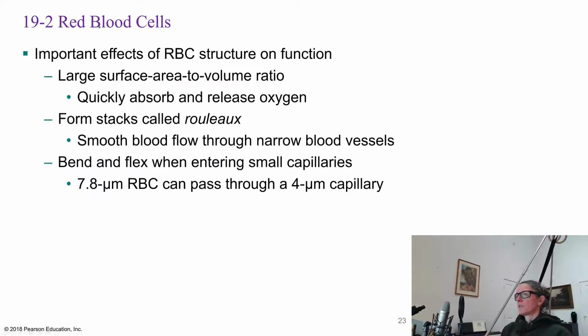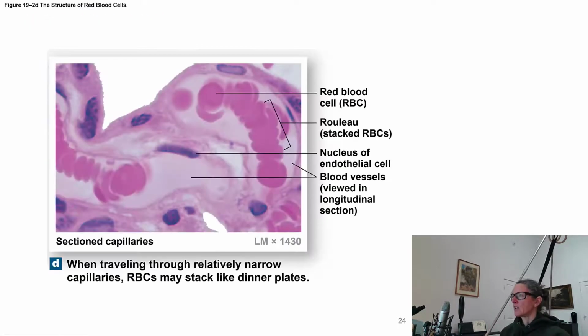So one of the things we've already talked about is their shape allows them to increase their surface to volume ratio. They can form these stacks called rouleaux, and they can bend when entering small capillaries. Here is a picture of some of these rouleaux. You can see how they stack up, and they can get through these very thin diameter capillaries. Whereas if you just had a bunch of them just moving in there, they might create a log jam if they didn't create these nice little rouleaux.